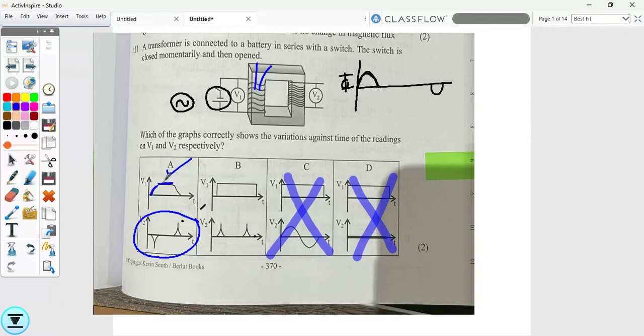Then, when the voltage is constant, there's no change in flux for the secondary coil, and that's why it's zero, and then it's going in the other direction because it's disappearing. So I would say it's A. Are you happy with that one?